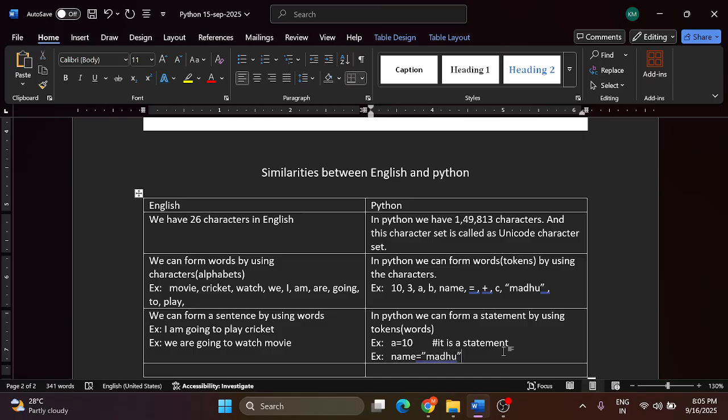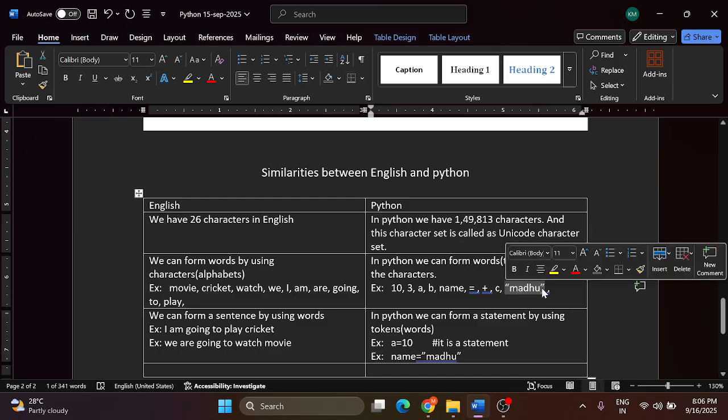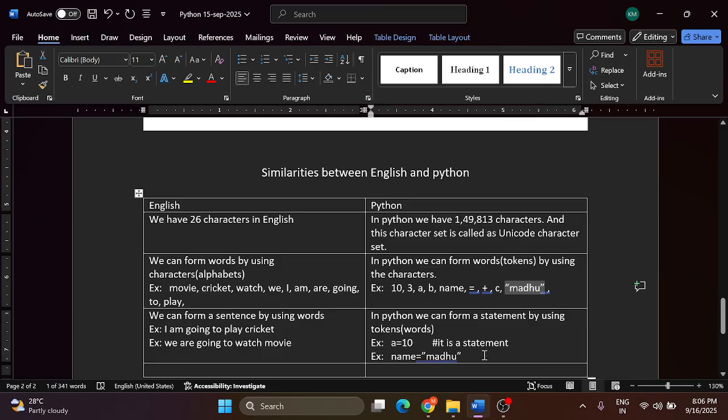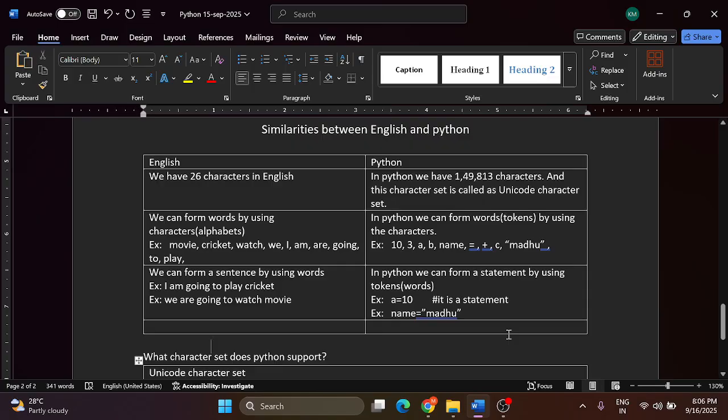Actually, double quotation, Madhu, double quotation together form a single token. So now we have used 3 tokens, right? Very good. So we have used 3 tokens to form a statement. Understand?